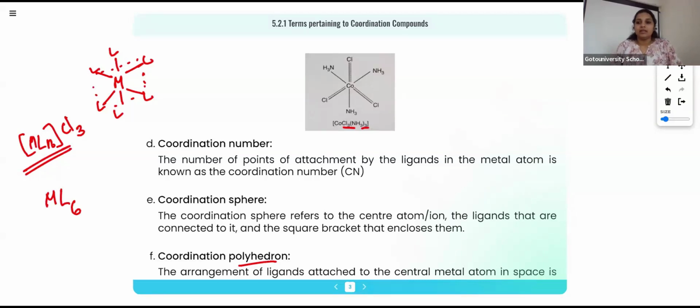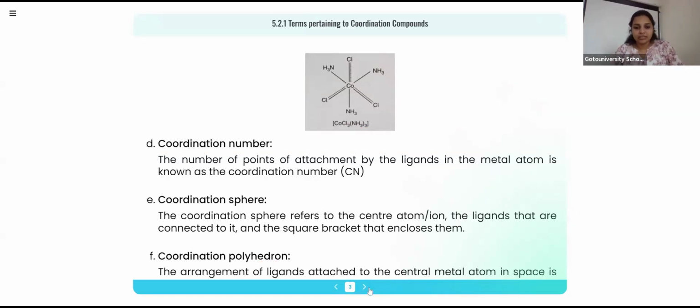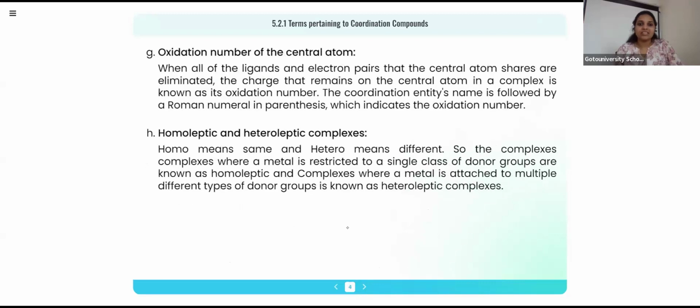Next one, the term that we are normally using is oxidation number. Oxidation number means the primary valency in Werner's theory. So every metal in a complex should have some oxidation number, right? That oxidation number means plus 3, plus 2, any number. That is called the oxidation number of the central metal atom.